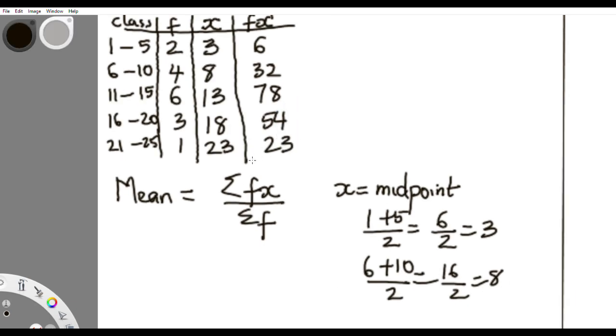Now we need to find summation fx. So we need to find the sum of everything down here. I'm going to quickly bring out the calculator. You will not see it because I am using a screen record for only that app. So let me quickly sum it: 6 plus 32 plus 78 plus 54 plus 23.